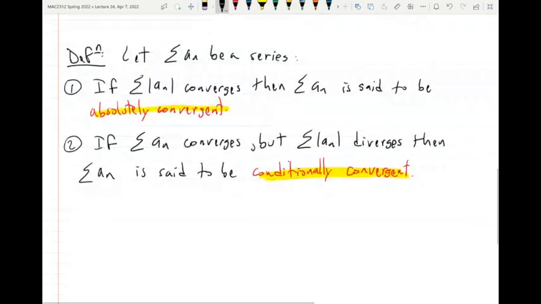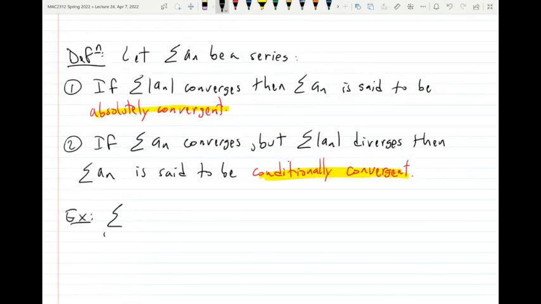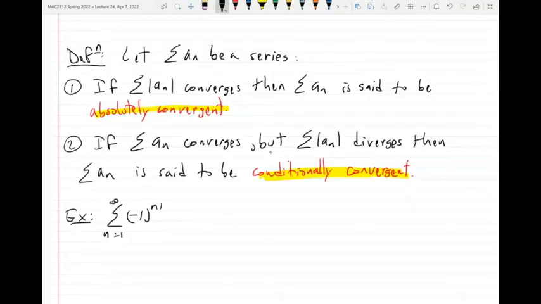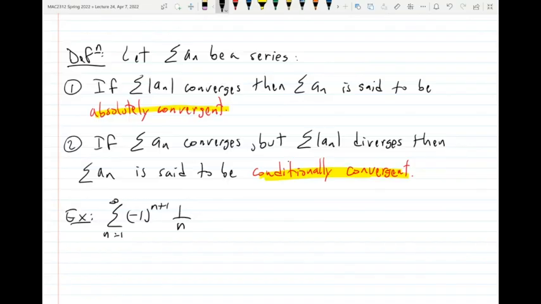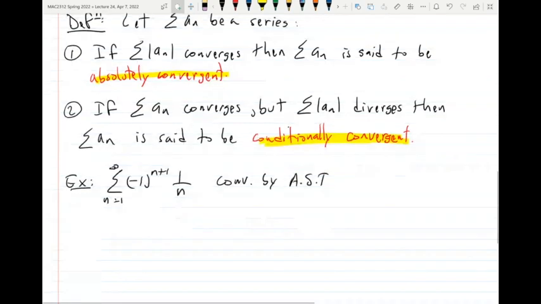So an immediate example here is the alternating harmonic series. For example, the series from n equals 1 to infinity of (-1)^(n+1) times 1 over n. Do you agree that this converges? This converges by the alternating series test, right? So this one converges by the alternating series test.